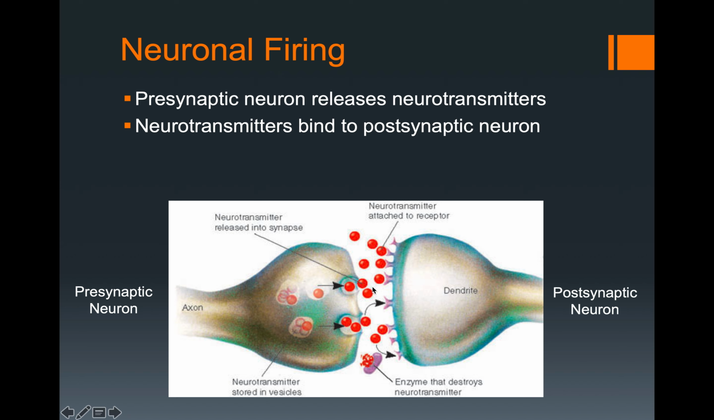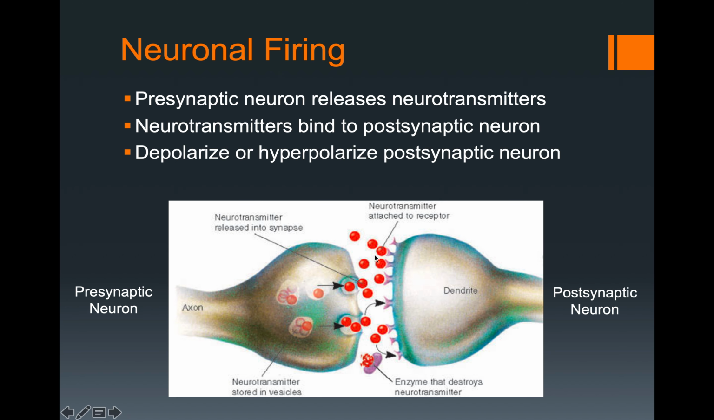The neurotransmitters then bind with receptors on the postsynaptic neuron. So that's what's happening right here. They then either depolarize or hyperpolarize the postsynaptic neuron. So they change the membrane potential of this neuron, which influences whether this neuron ends up firing an action potential itself or not.